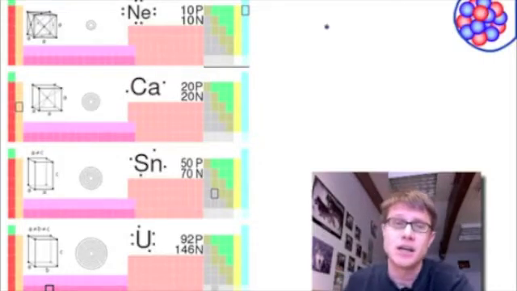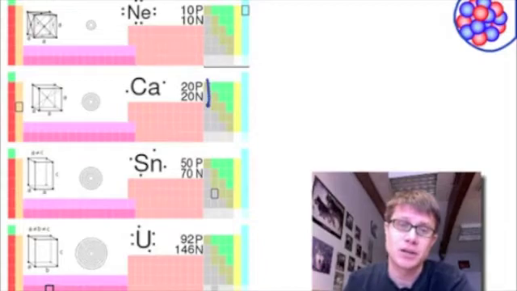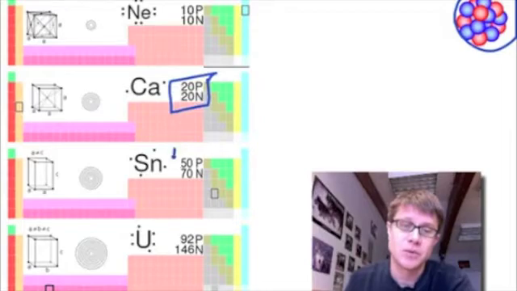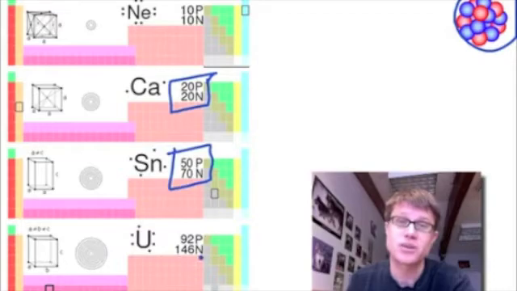What we find is if we look low on the periodic table, so this is neon, neon is going to have 10 protons and 10 neutrons. Here we have the same number of protons and the same number of neutrons for calcium. When we move up to tin, you'll find that the number of protons decreases compared to the number of neutrons. And if we get up to uranium, we have 92 protons but 146 neutrons.